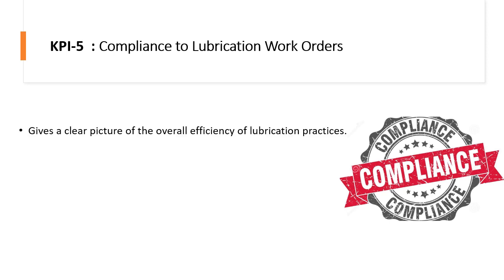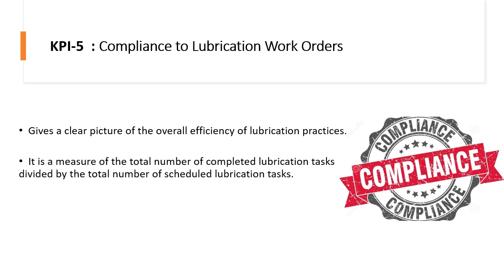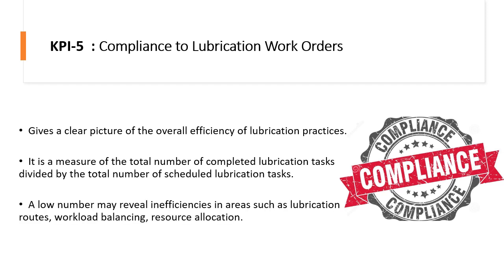Tracking the lubrication work orders will give you a clear picture of the overall efficiency of lubrication practices, and it is a measure of the total number of completed lubrication tasks divided by the total number of scheduled lubrication tasks. This percentage should be more than 90 if your program is very good, and a lower number may be revealing inefficiencies in areas such as lubrication routes, workload balancing, resource allocation, or equipment access.